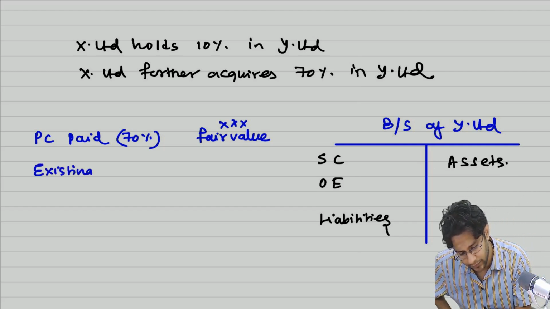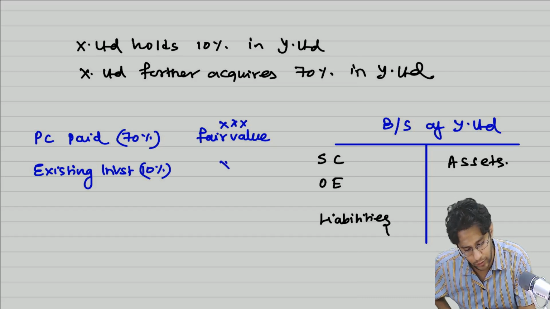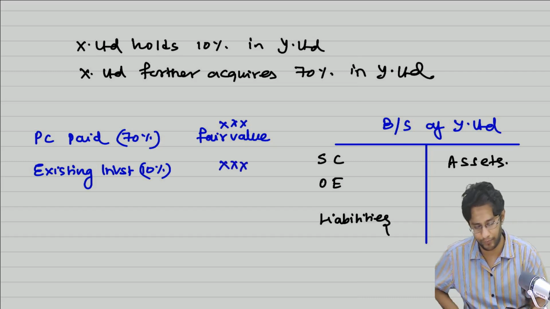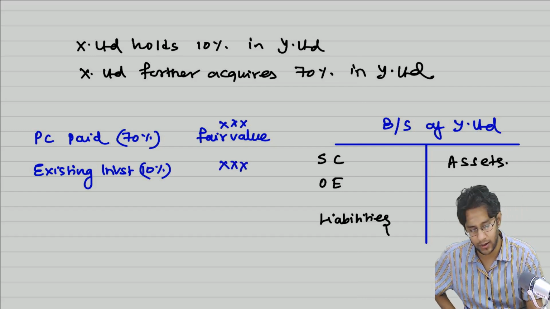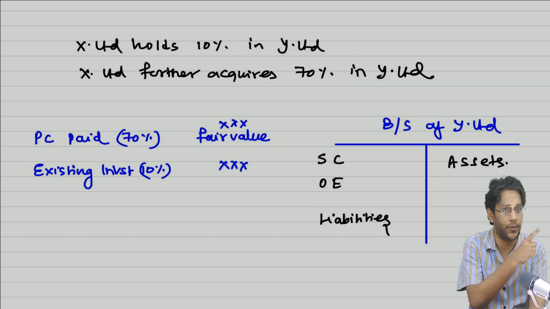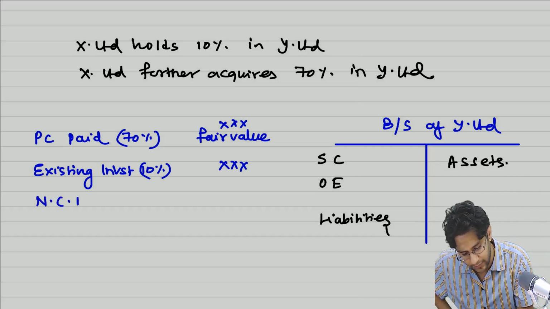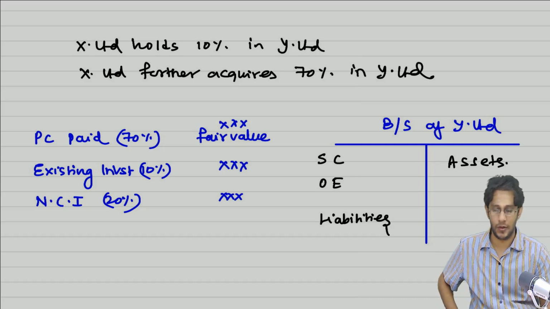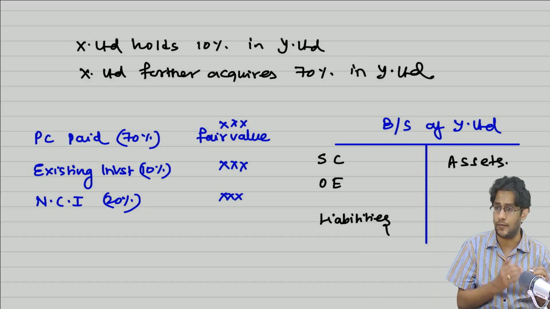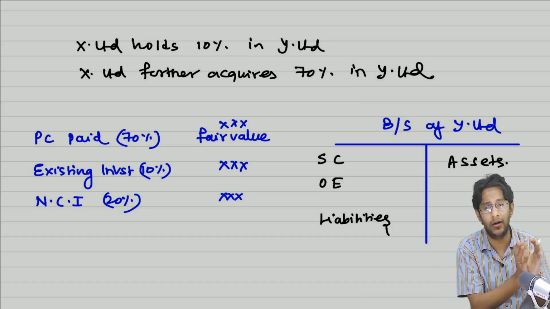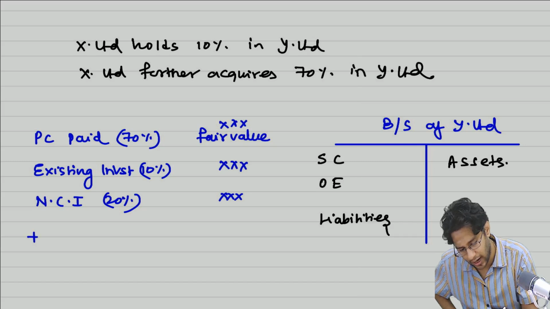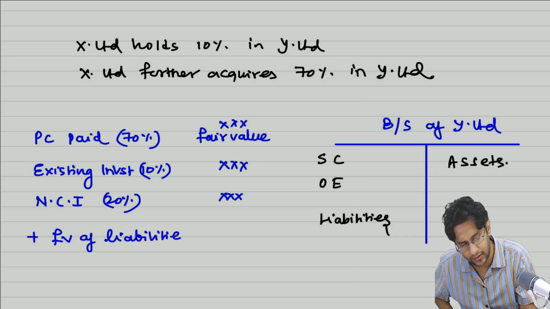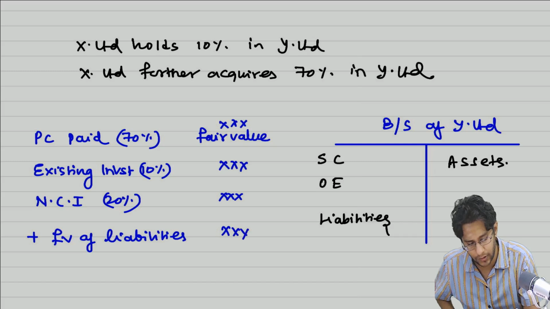Existing investment, you are already having 10%. The fair value of the existing 10% investment also you bring. Everything at fair value. So 70 plus 10, 80%. Then another 20% you are not holding, but somebody else is holding, that we call non-controlling interest from the consolidation chapter. This also you take at fair value. So what you have done effectively, 70 plus 10 plus 20, total 100% of the shares of Y Limited value you have gotten. To that add the fair value of liabilities. Whatever liabilities are there in the balance sheet of Y Limited, get the fair value.